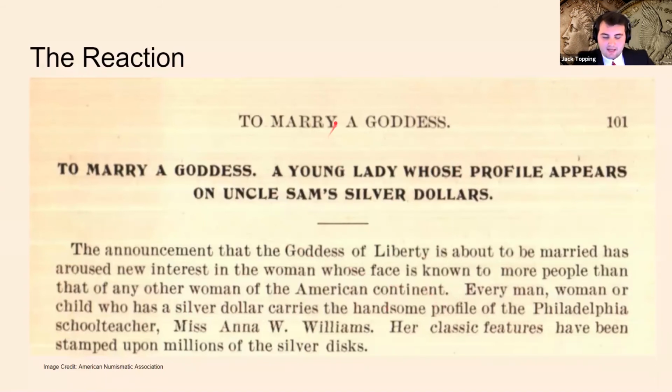So let's look at this example. This is from the American Numismatic Association's The Numismatist magazine, published in July of 1896, titled, quote, "To Marry a Goddess, a young lady whose profile appears on Uncle Sam's Silver Dollars," end quote. So right away, in that title, we know that people are enthralled with the idea that not only is the depiction of liberty on this new shiny George Morgan designed silver dollar, the one right here, that one, is a real human being from Philadelphia.